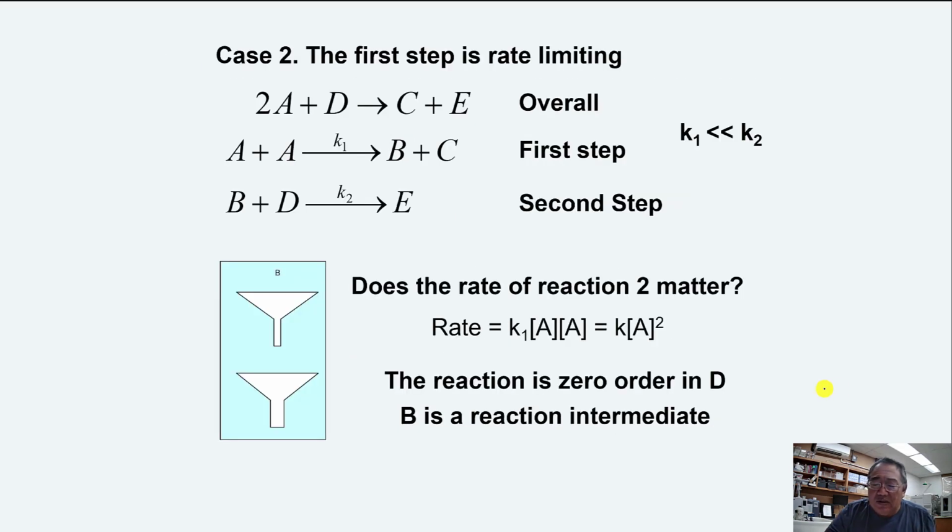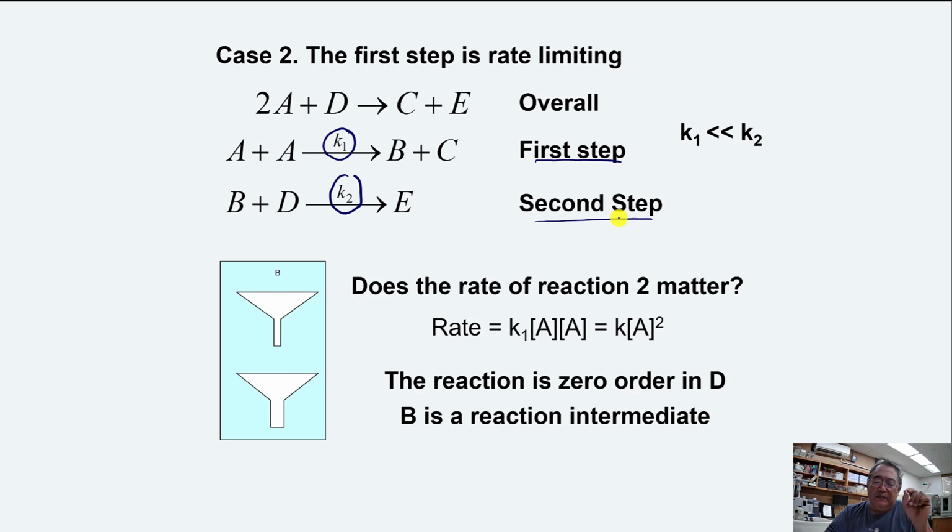Now, it's also true if it's a multi-step reaction, but the first step is really slow. So what I've done is I put in different rate constants for each step of the reaction. So I have 2A plus D goes to C plus E, and I've sort of made up a mechanism for it. I said two A's have to get together, that makes B and C, and then B gets together with D, and that makes E. And so this is the first step of the mechanism. This is the second step of the mechanism. My intermediate, for example, would be B, because everything else shows up in the reaction.